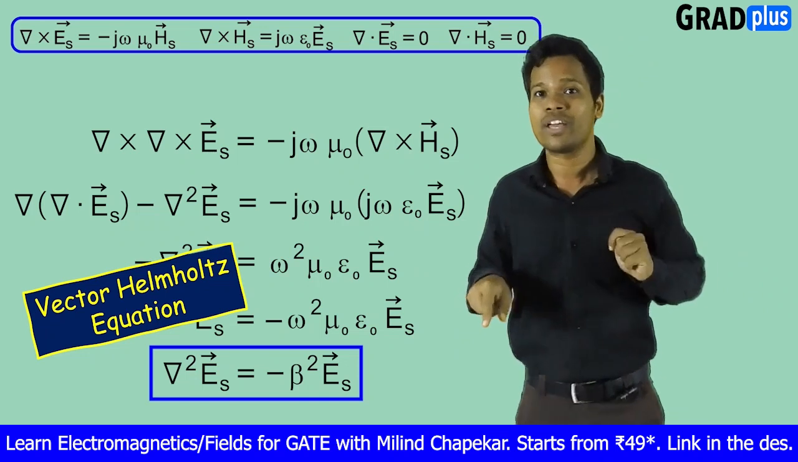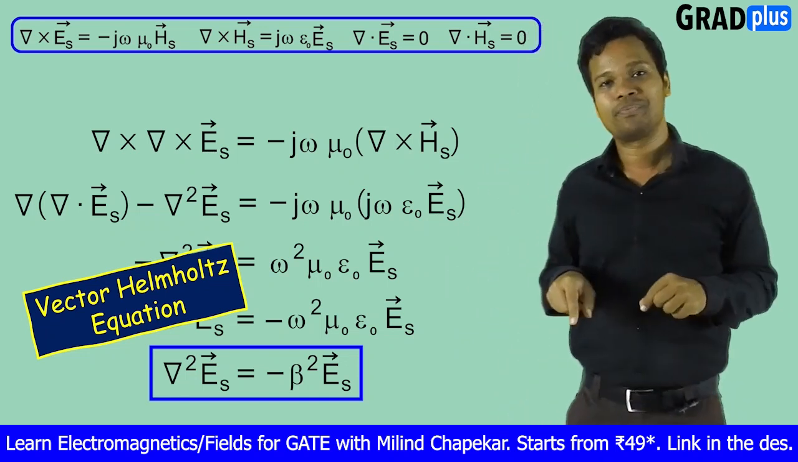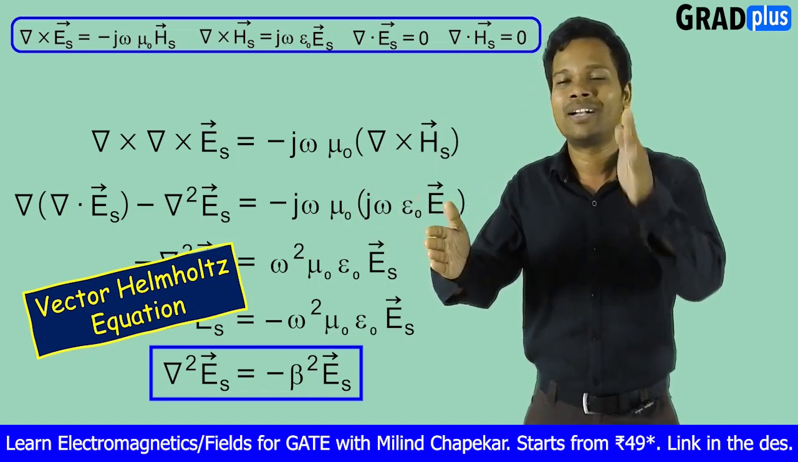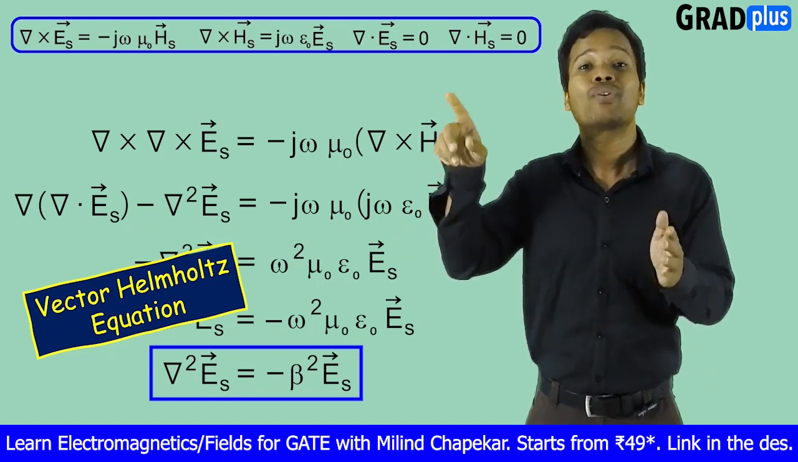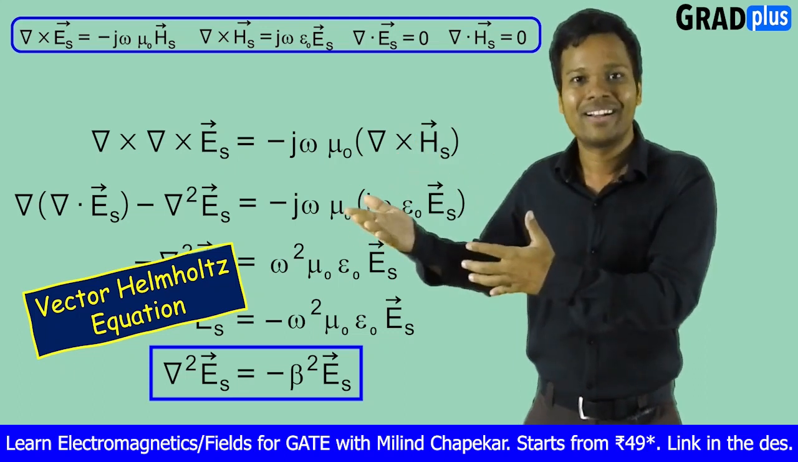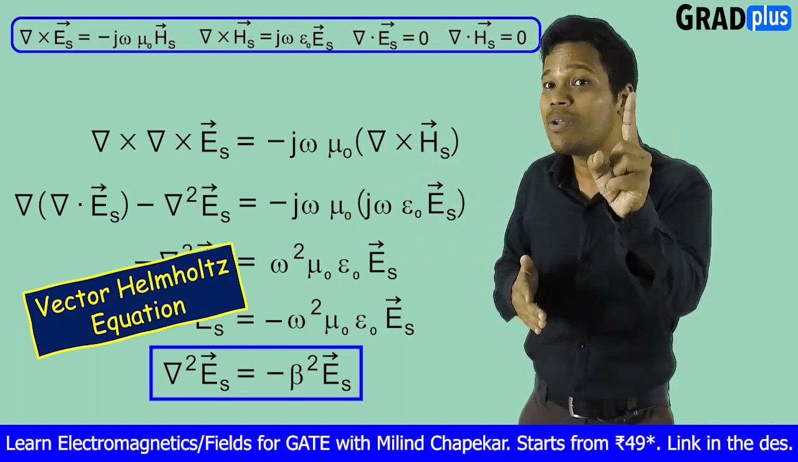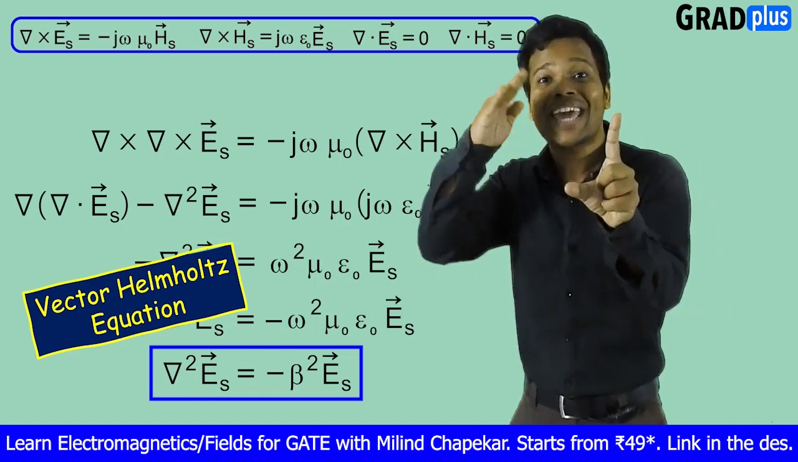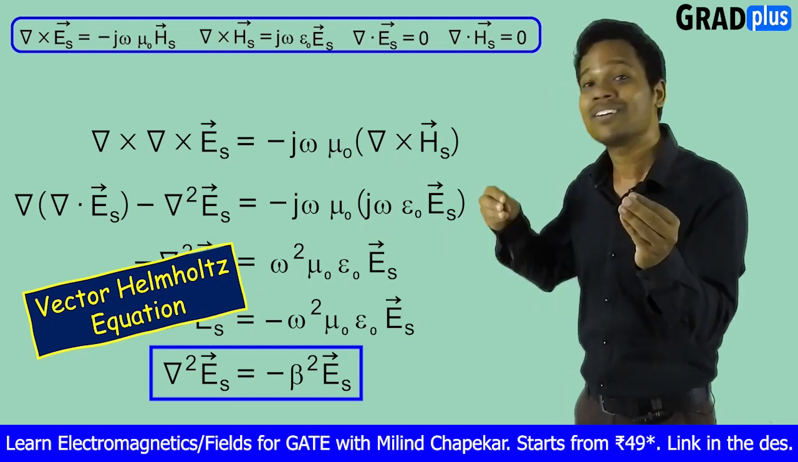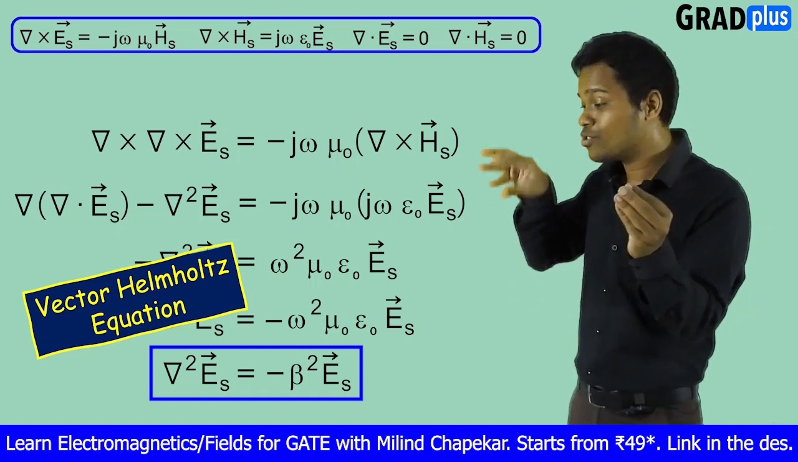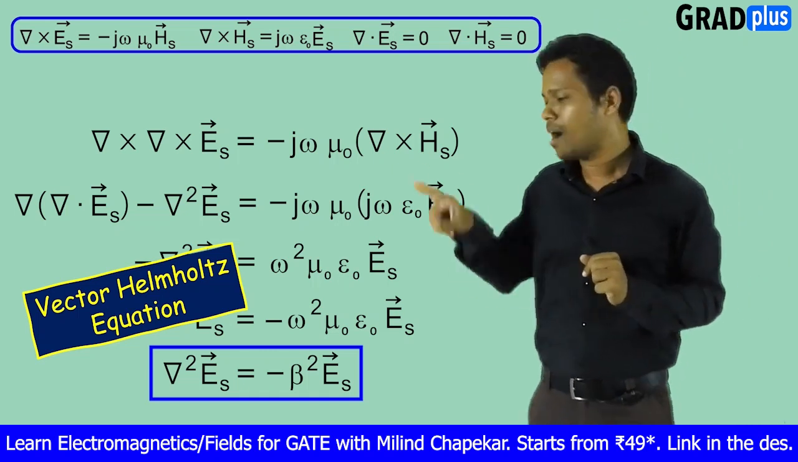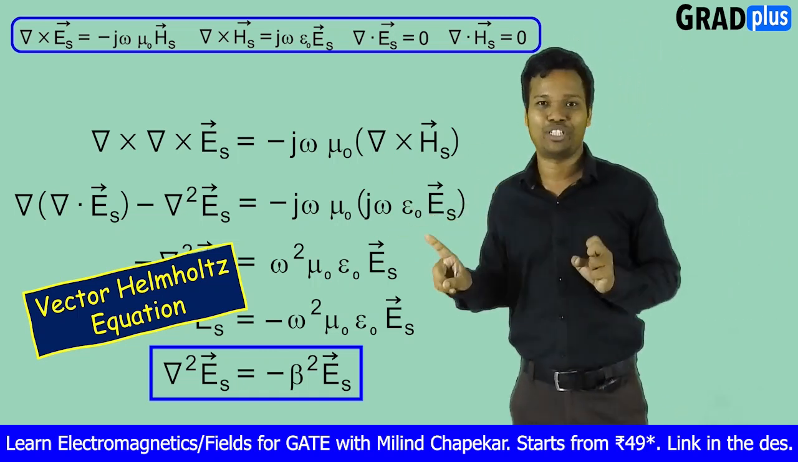You know that del square, or the Laplacian operator, operates on the scalar field. Yes or no? Del square is del square by del x square plus del square by del y square, double derivative with respect to x, double derivative with respect to y. So if you remember, the del square operator operates on scalar fields. But what you can observe over here is that the Laplacian operator is operating on the vector field. So this is a very peculiar thing about this vector Helmholtz equation.